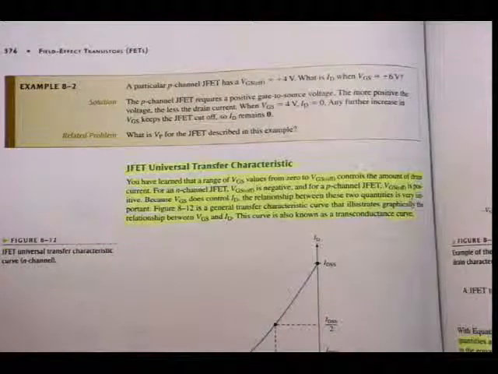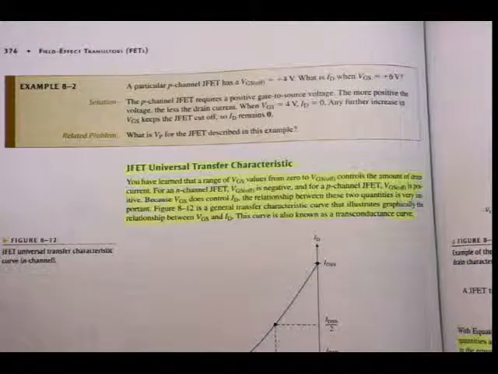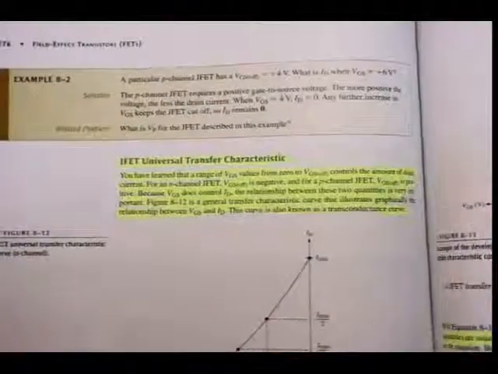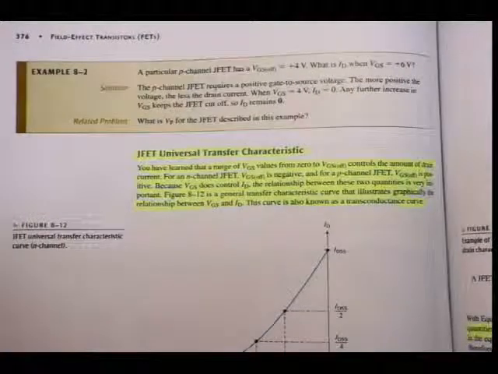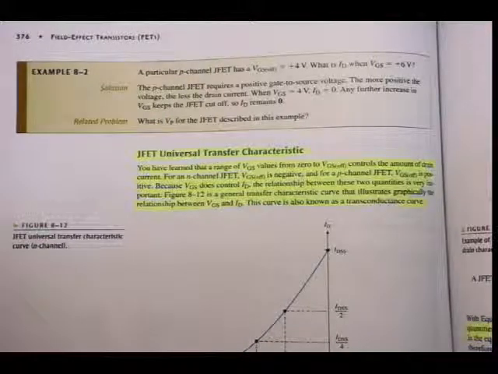Okay, the next section there is the JFET universal transfer characteristic curve. I'm going to show you how you have to be able to draw this curve as well, but I will explain to you now. You have learned that the range of VGS values from 0 to VGS off controls the amount of drain current.